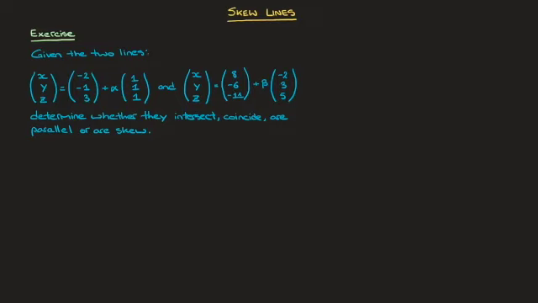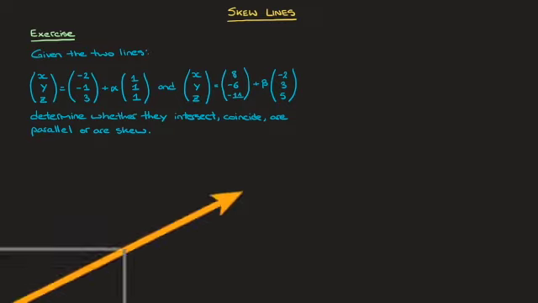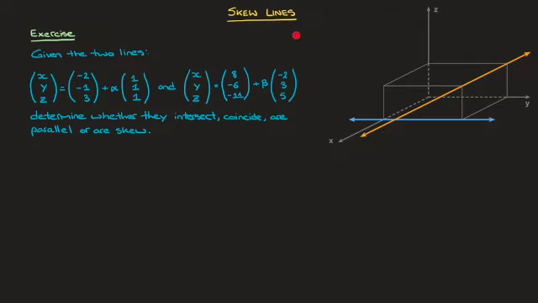In this video, I'm going to work through the exercise we have here, in which we're given the vector equations of two lines in 3D space, and we need to determine whether those two lines intersect, coincide, are parallel, or whether they are skew. Now, as you can see from the title here, the two lines that we're going to be dealing with here are skew lines, and so really the purpose of this video is for you to learn how to recognize when you're indeed dealing with skew lines.